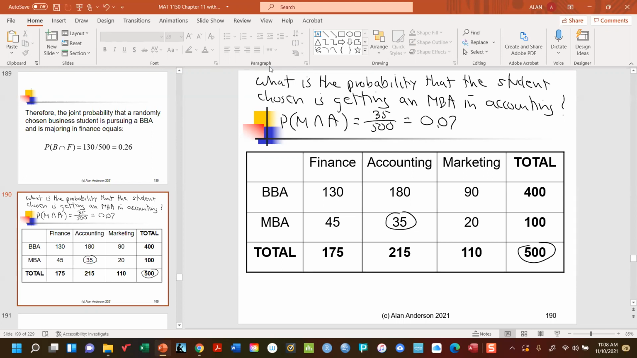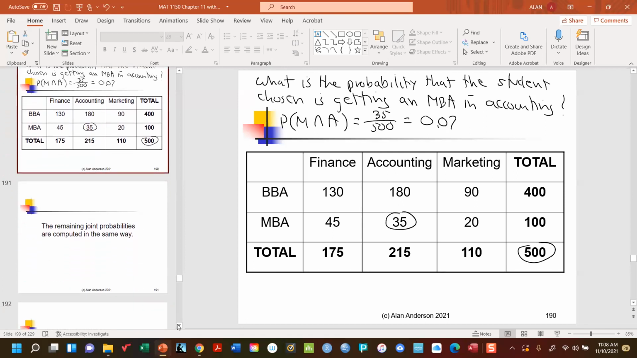All right, so it's a small number. That's because accounting is a tough discipline, but those people will be paid very, very well. Okay, so any joint probability can be calculated in exactly the same way. Now, are there any other probabilities that we can derive from this table? Sure there are, but what are they?